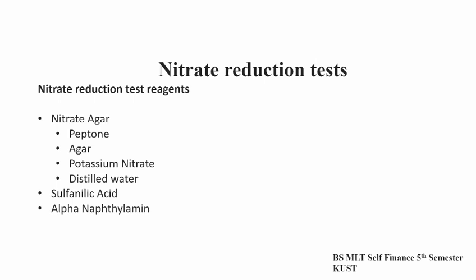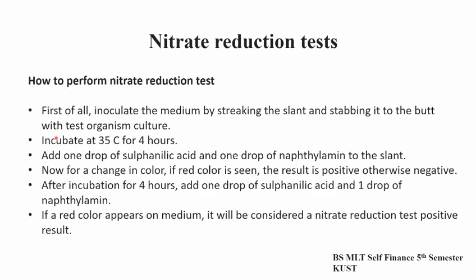For the nitrate reduction test, we need peptone, agar, potassium nitrate, and distilled water. First, we need the nitrate agar. For the nitrate reduction test, we need some reagents. The first one is nitrate agar, then sulfanilic acid and alpha naphthylamine. How to perform the nitrate reduction test?